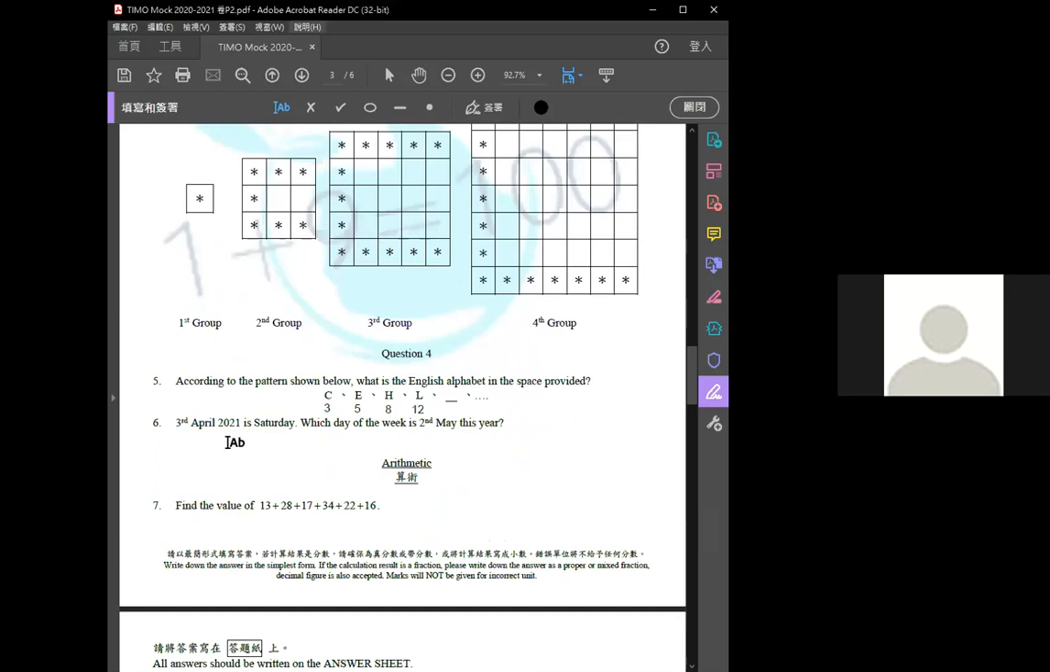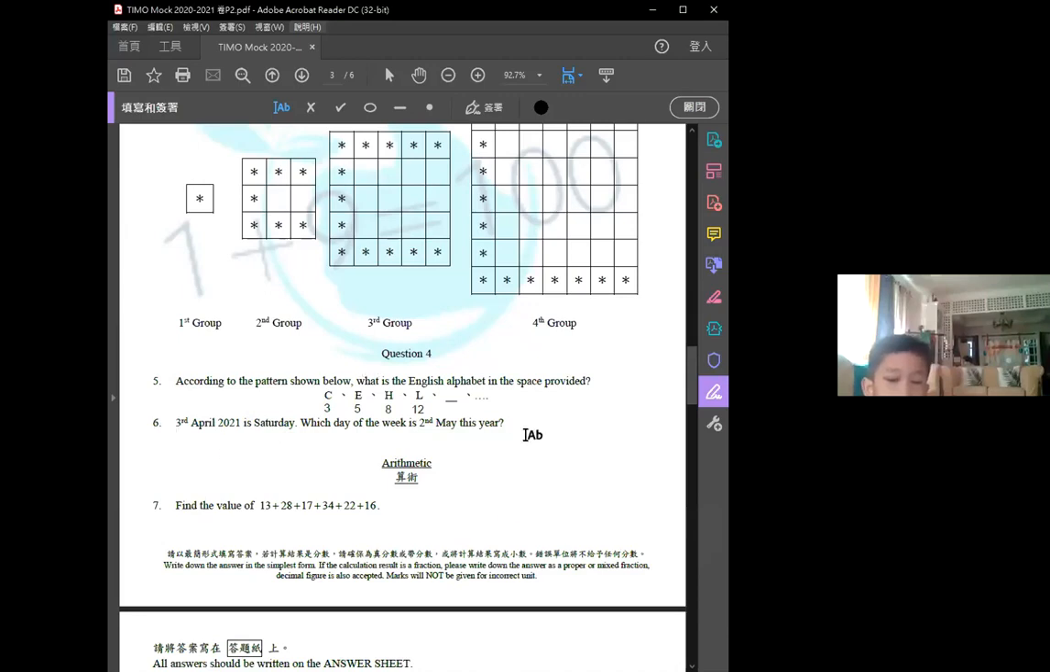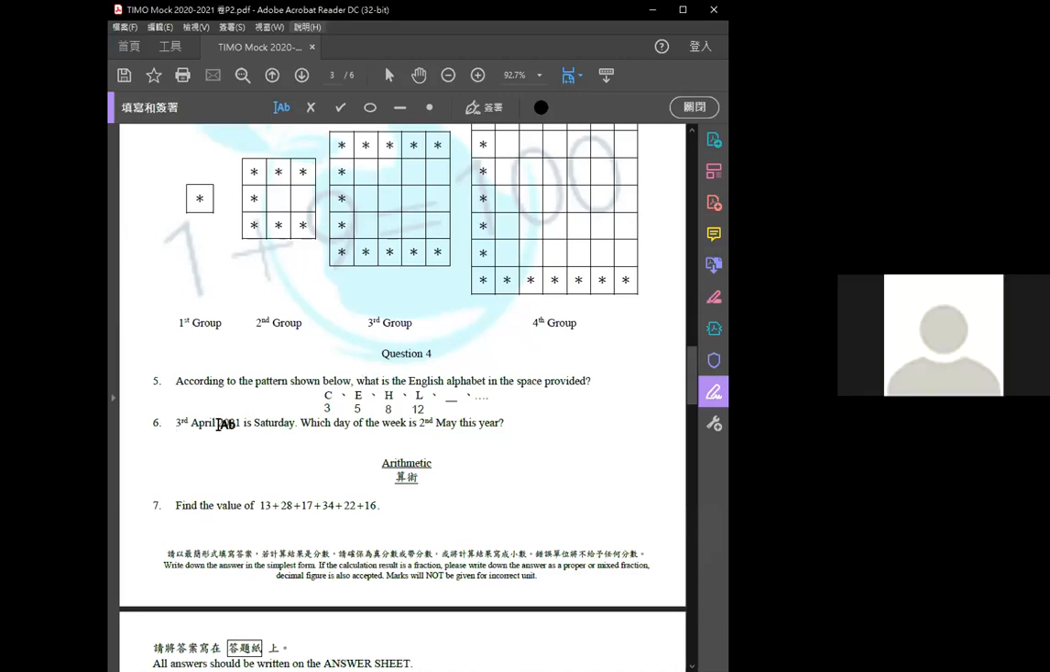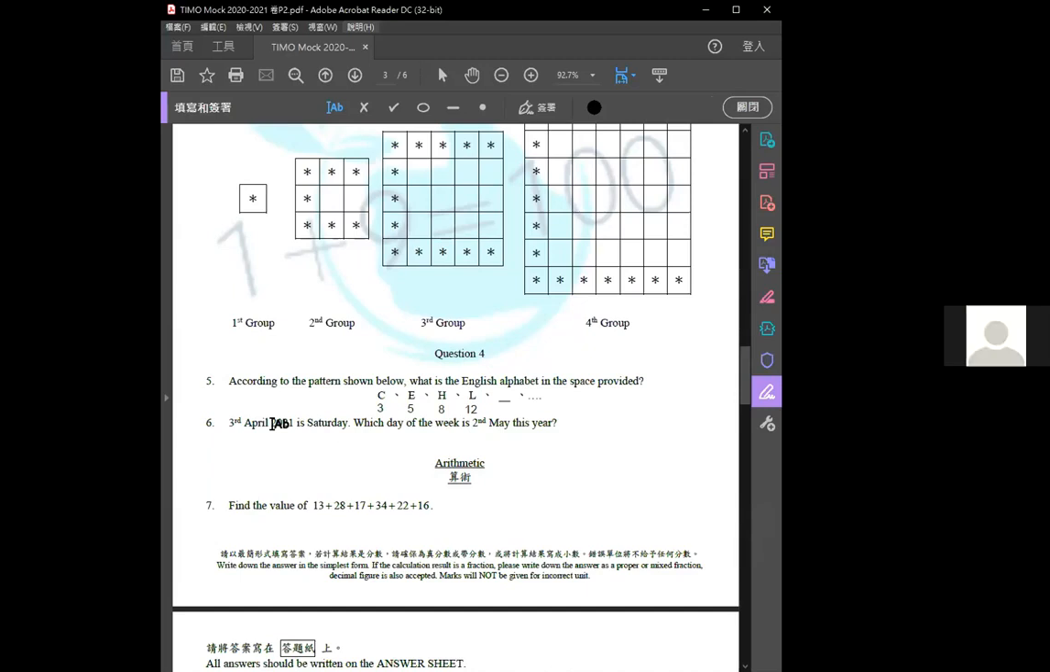So for question 6, April 3rd, 2021 is Saturday. Which day of the week is May 2nd this year? It's testing you on the knowledge that there are 7 days in a week. In this case, April 10th, which is 7 days after April 3rd, is also Saturday. It just repeats itself. So the 10th is Saturday, the 17th is Saturday. So you could make a list here: 10th, 17th, and then 24th, and then 31st, which is also Saturday.